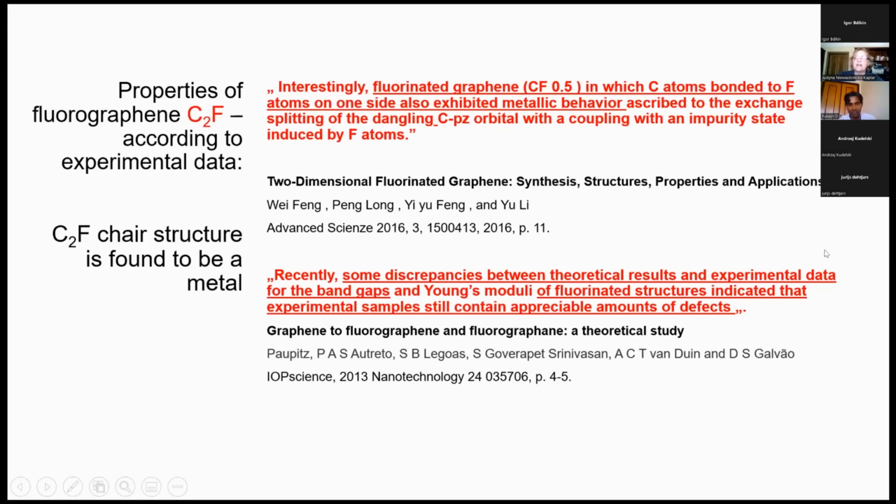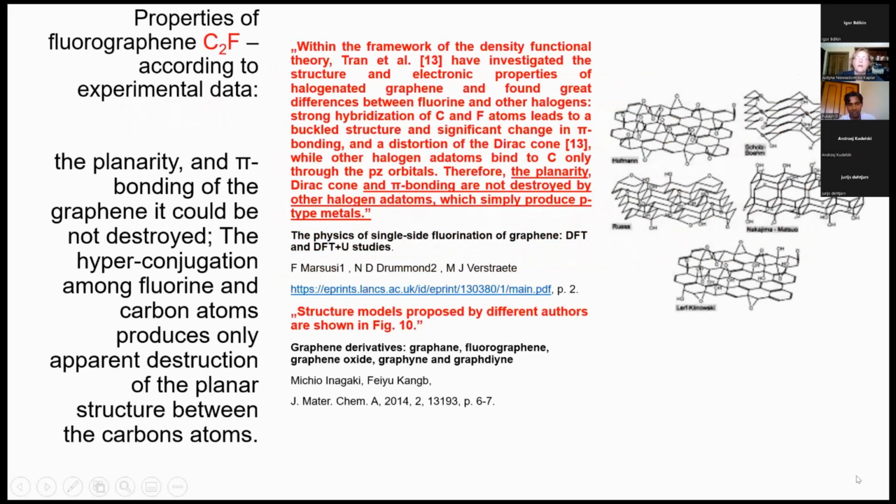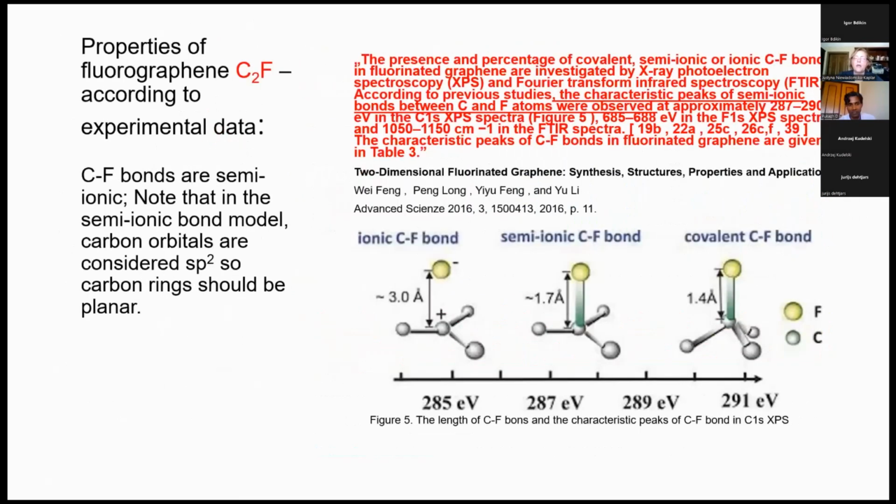Between theoretical result and experimental data, there are discrepancies for the band gaps. Fluorographene chair structure is found to be metal. According to experimental data, the planarity and pi bonding of the graphene could be non-destroyed. The hyperconjugation among fluorine and carbon atoms produces only apparent destruction of the planar structure between the carbon atoms. Carbon-fluorine bonds are semionic; note that in the semionic bonds model, carbon orbitals are considered sp2. So carbon rings should be planar.